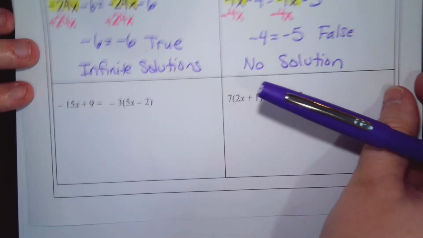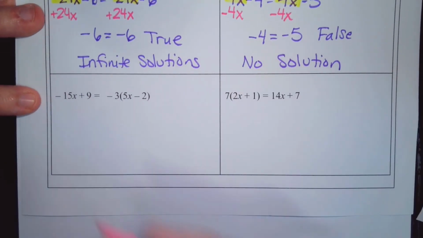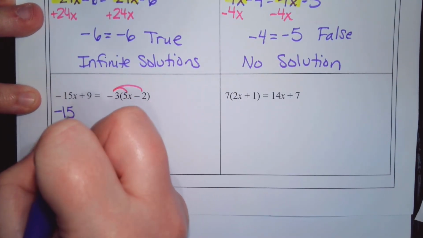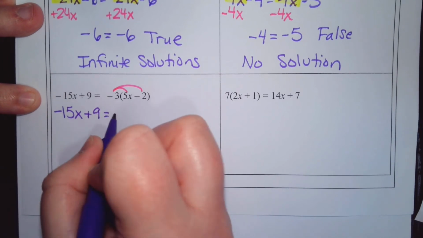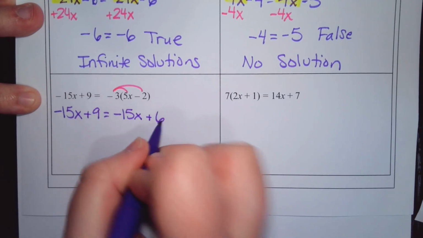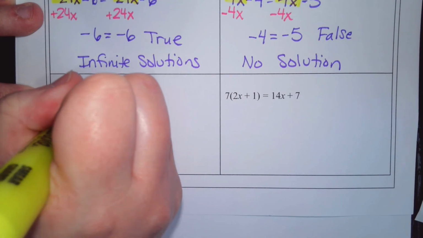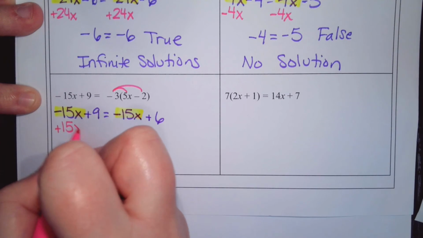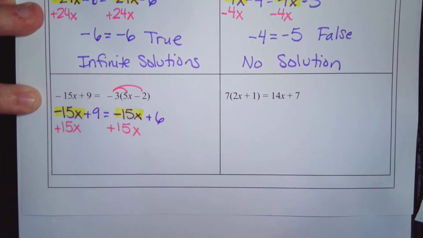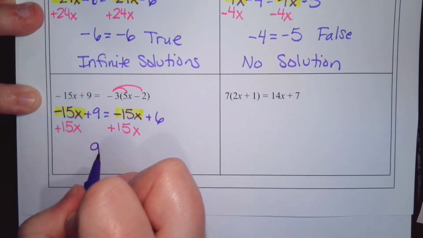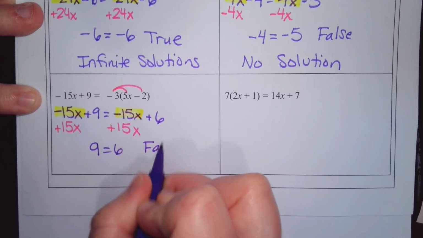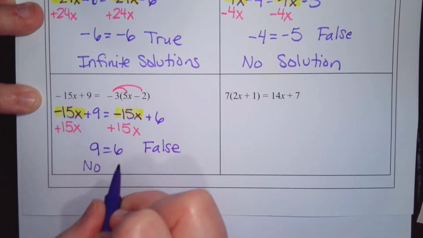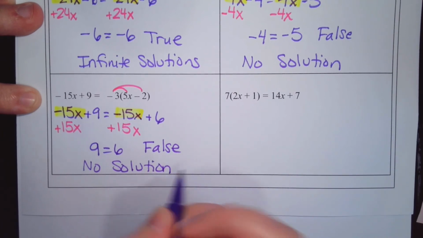All right, so we're going to do 2 more real quick ones, and then we'll be done with notes. Down here, we're going to distribute the negative 3. So we have negative 15x plus 9 is equal to negative 15x plus 6. Our variables are the same, so I'm going to add 15x. And we have 9 is equal to 6, which is false, so it is no solution.